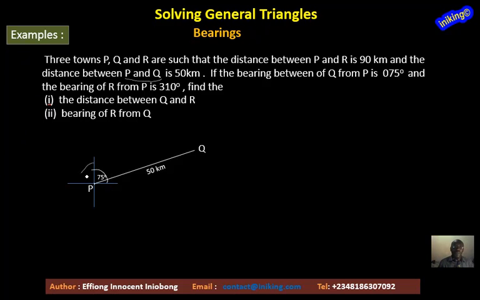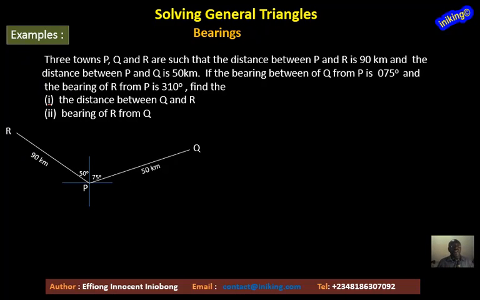If that's where my R will be, and the angle from here down there is 310, then that means we have just 50 degrees left. So let's put that neatly. That's it there. So the 310 has been located from here that way, and then we have 50 degrees left because 360 minus 310 will give us 50 degrees.